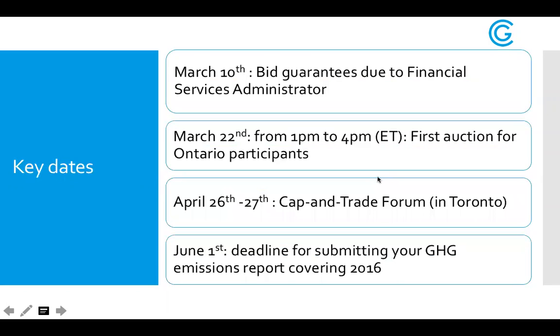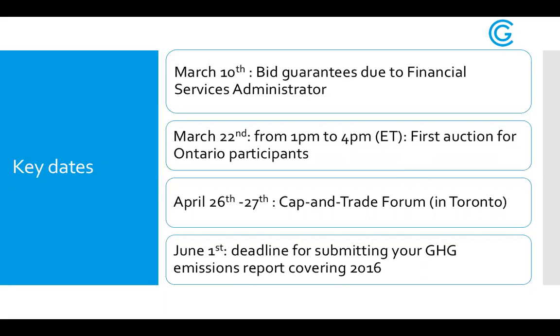Key dates to remember: March 10th is when bid guarantees are due to the financial services administrator, so that will be March 10th, in a few days from now. On March 22nd, there will be a first auction for Ontario participants. It will take place between 1 and 4 Eastern Time.